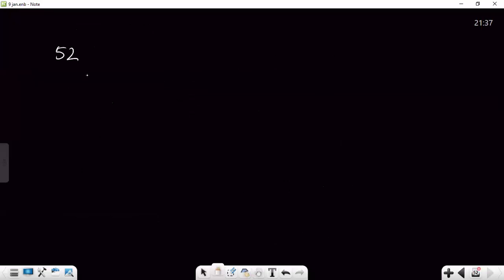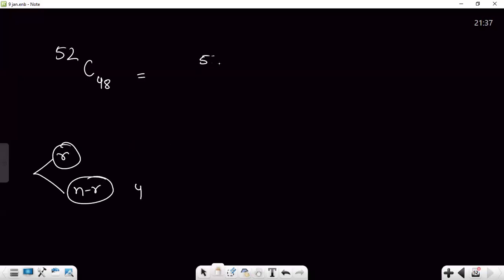Sometimes it may happen that in 52C48 we are counting. Then still, take the smaller number out of these two, R or N minus R. If R is bigger, then consider N minus R, which is 4. So write 52 four times only: 52, 51, 50, and 49. These are the 4 times.